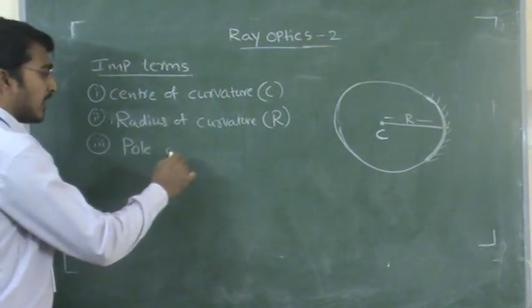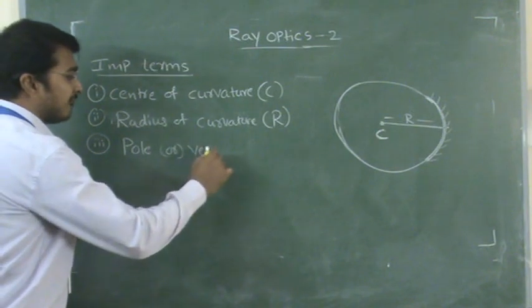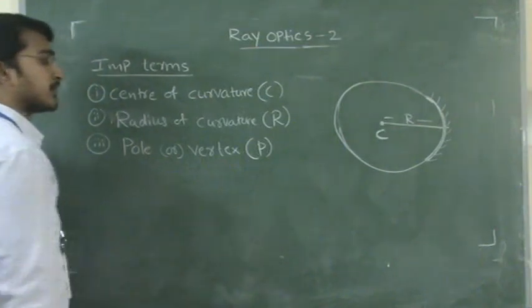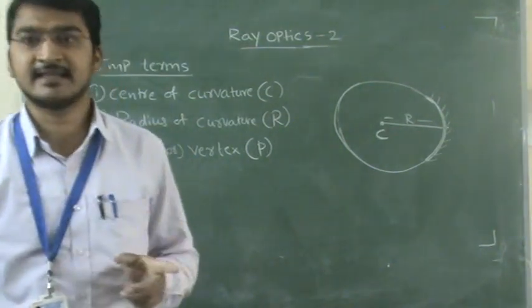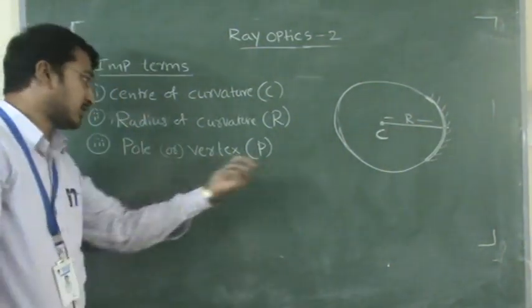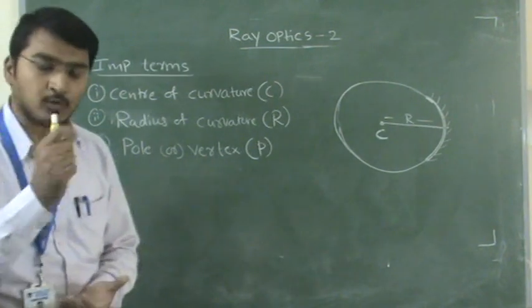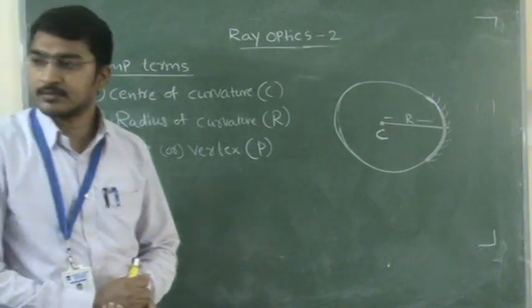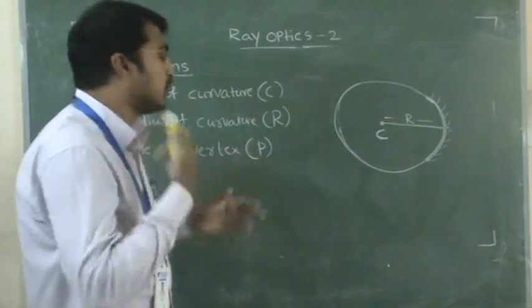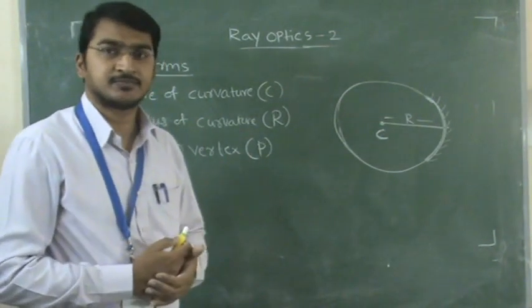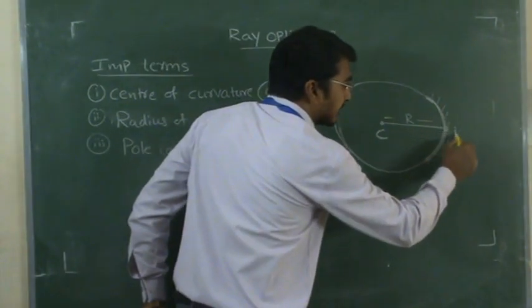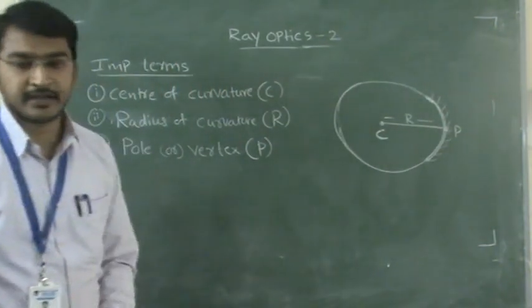Pole, also called vertex. This is indicated with P. Pole or vertex. What is pole or what is vertex? So this pole or vertex is nothing but the center or middle point of the mirror. Middle point of the mirror.